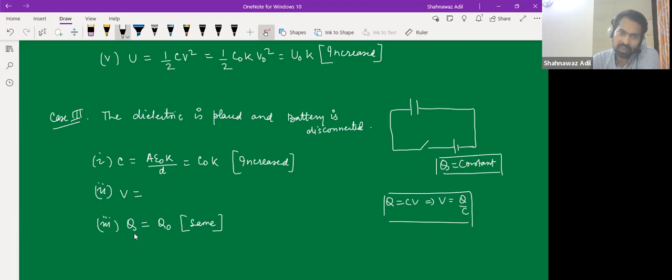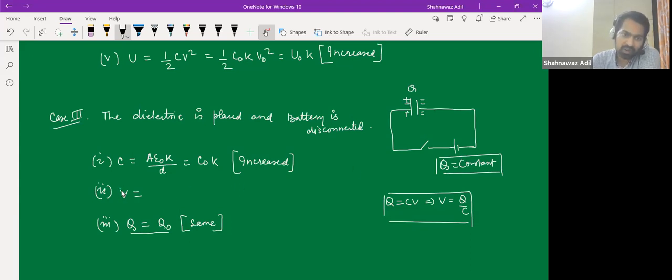Yeah, the charge will be there, right? So let's say that this was already charged. It was already charged, and then the battery is disconnected. So it had some Q charge, so it is not uncharged. It was already charged, and then we disconnected the battery. Okay.